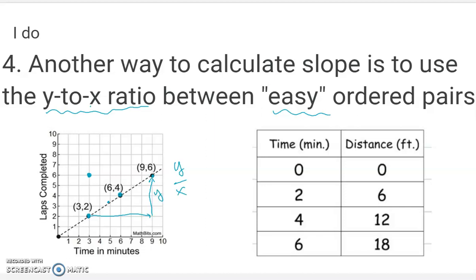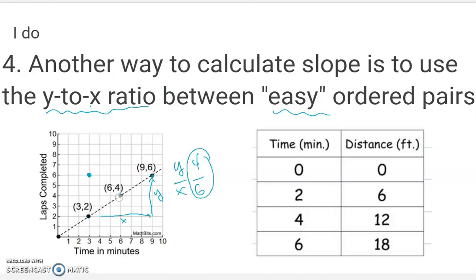So here, the y changes from 2 up to 6. That's a change of 4. And the x changes from 3 over to 9. That's a change of 6. So I have a slope of 4/6.